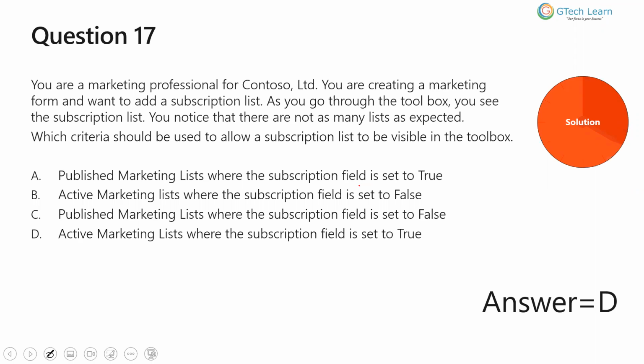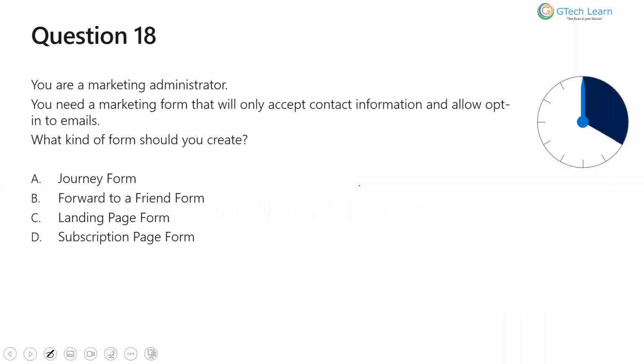So the correct answer for that question is going to be option D, talking about active marketing list where the subscription field is set to true. Let's move over with our next question here.